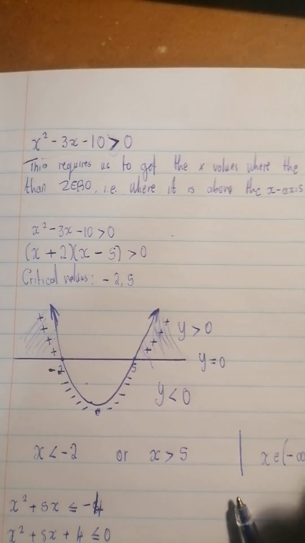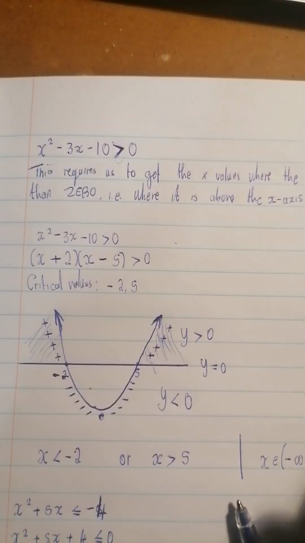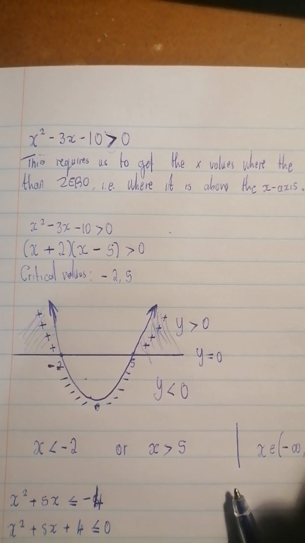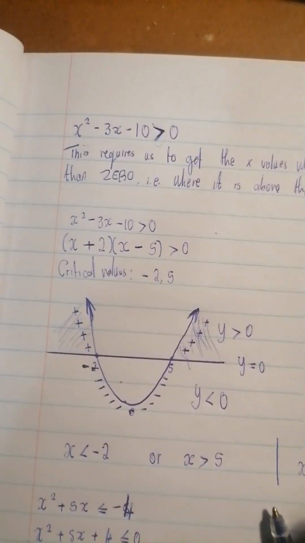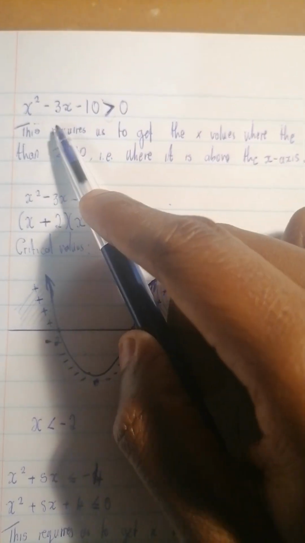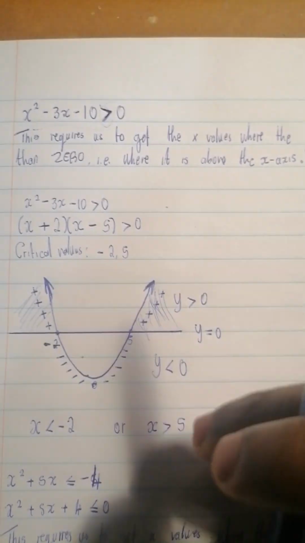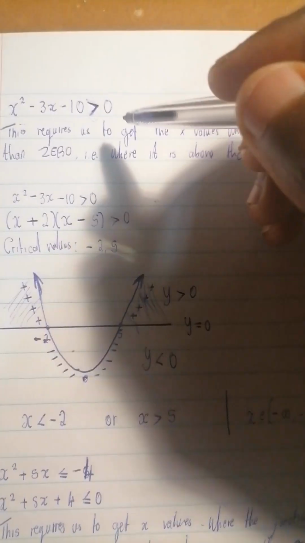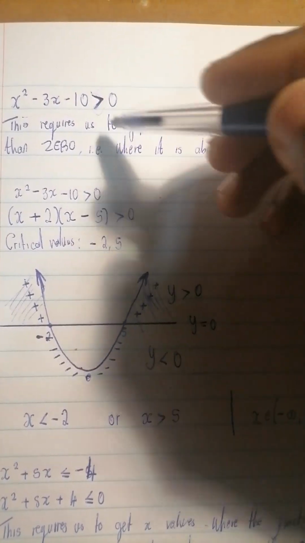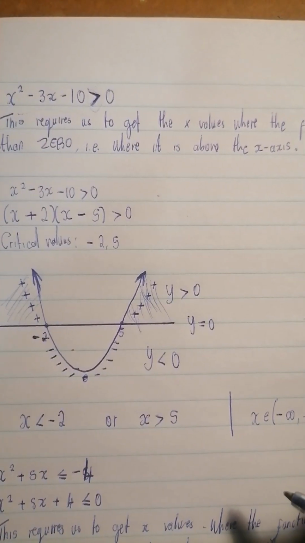I'll use this example, only this example, to explain this whole thing of inequalities. In this question, we are given a function: x squared minus 3x minus 10. They say we must get where it's greater than 0.